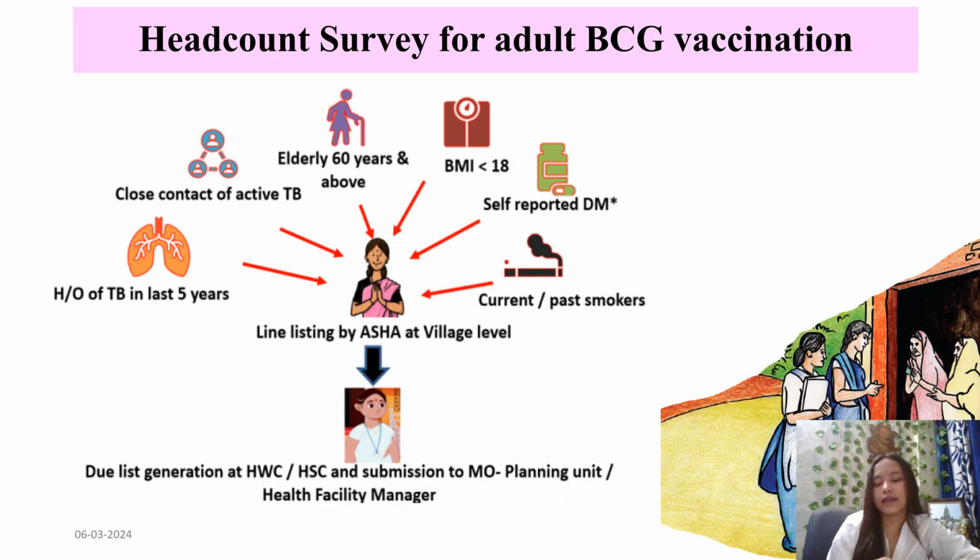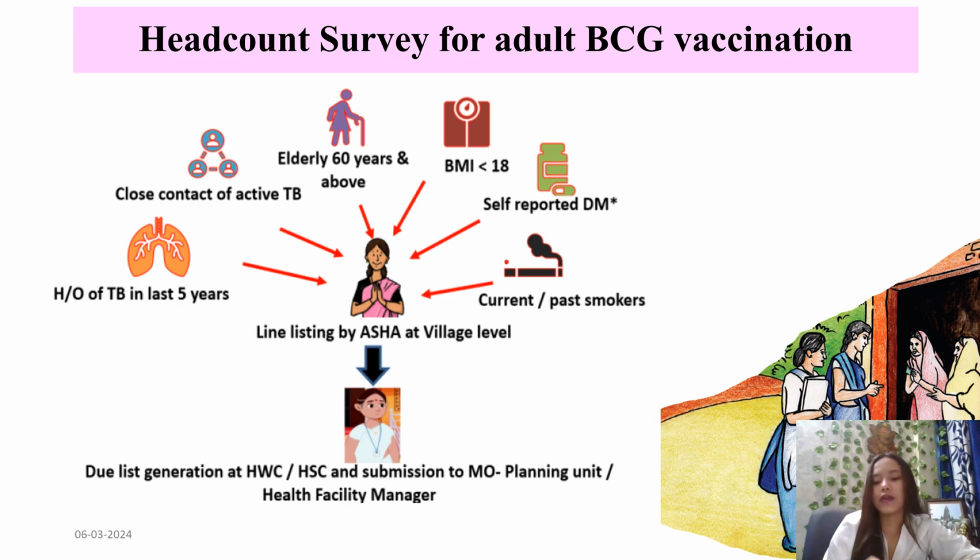So, the objective of the headcount survey is to cover the entire population and to list out eligible beneficiaries. The state TB center and district TB center will share a list of eligible beneficiaries, such as the community-based assessment checklist survey and the Nikshay line list, with frontline workers like ASHA. Then these frontline workers will have to validate this list of eligible beneficiaries through the headcount survey, taking into account the eligibility criteria.